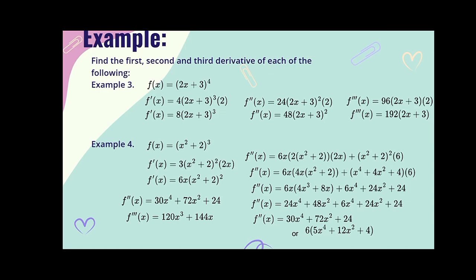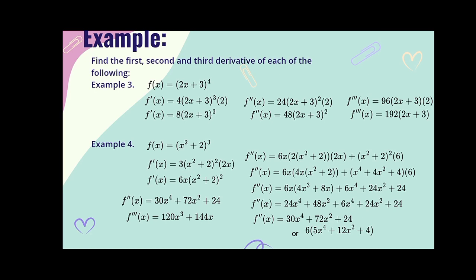Then plus, we will now also differentiate 72x raised to 2, which is, we multiply the exponent 2 to the coefficient of x, which is 72. So 2 times 72 is equal to 144. Then we subtract 1 from the exponent, which is 2. So 2 minus 1 is equal to 1, or simply x. Then the derivative of 24, which is a constant, is equal to 0. So the third derivative is 120x raised to 3 plus 144x.